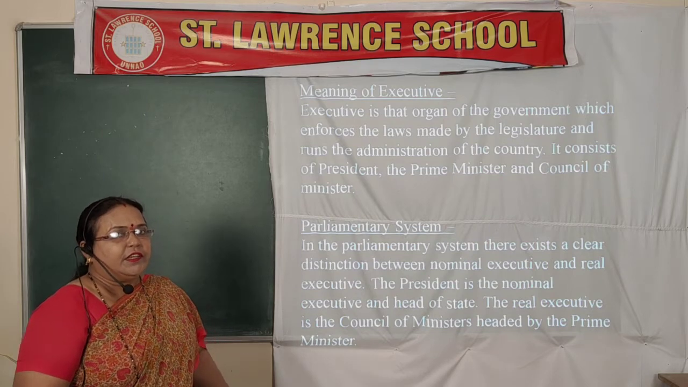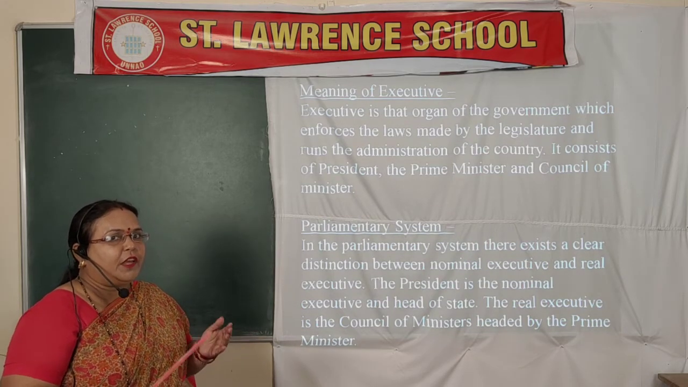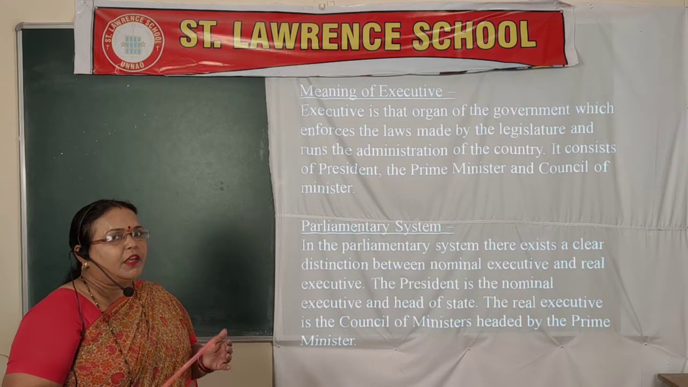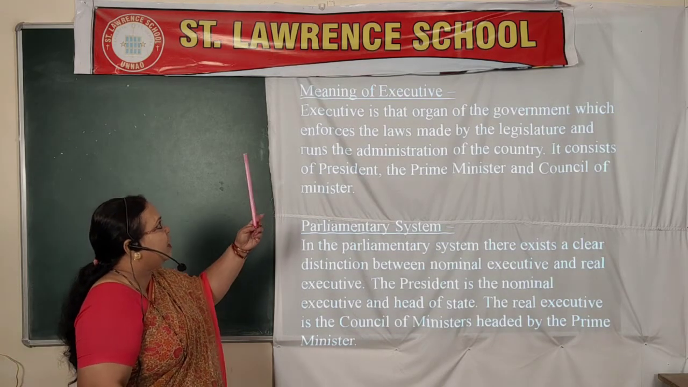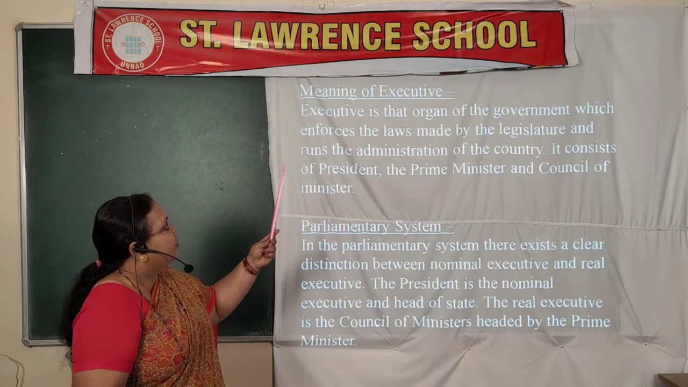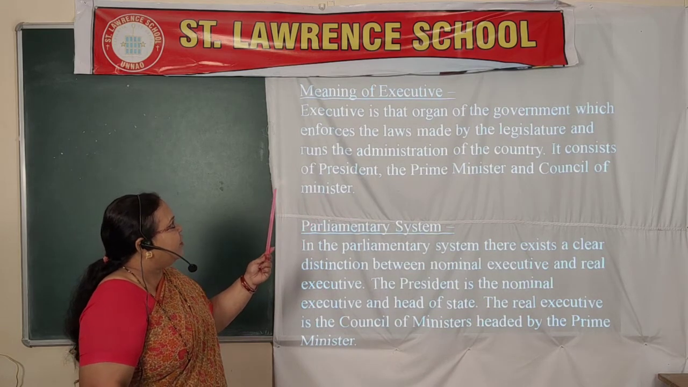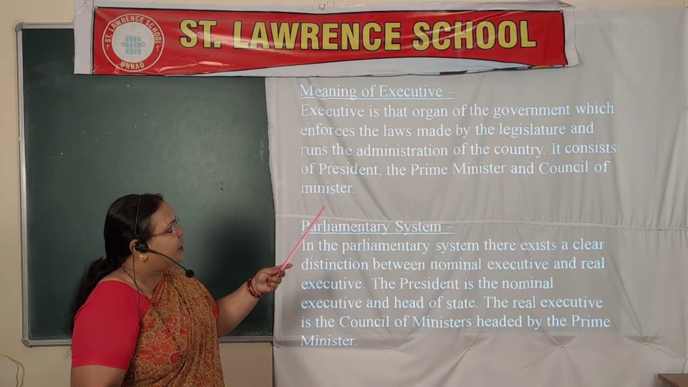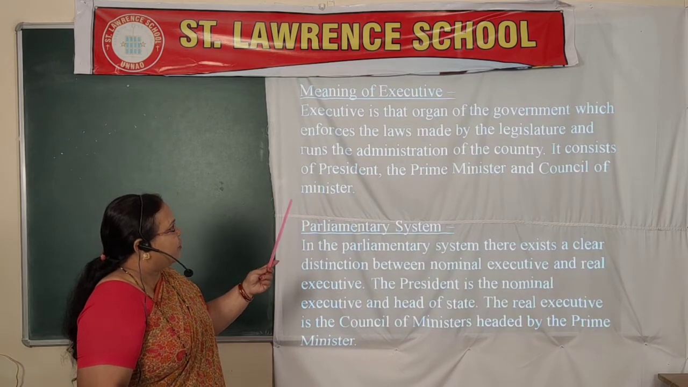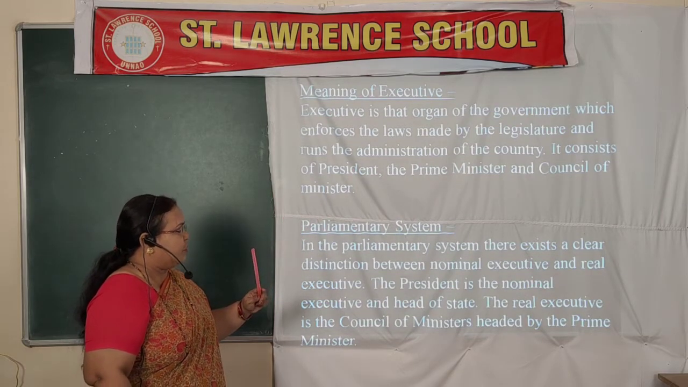Executive means, whatever laws are framed by the legislative body, they have to be executed or enforced. So here, the meaning of executive is that organ of the government which enforces the laws made by the legislature and runs the administration of the country. It consists of President, Prime Minister and Council of Ministers.